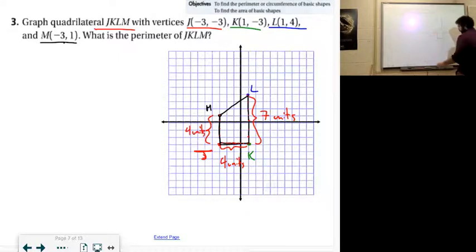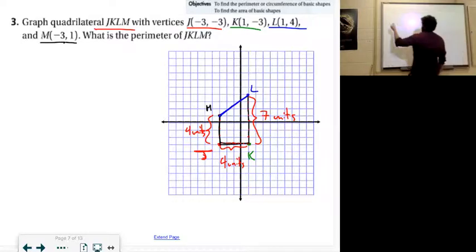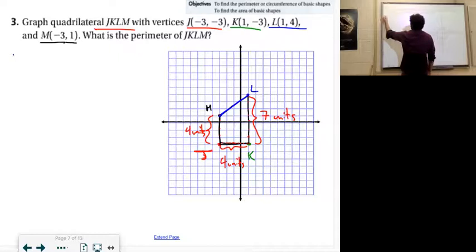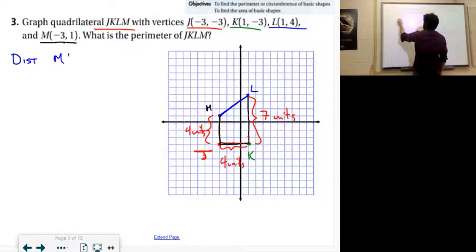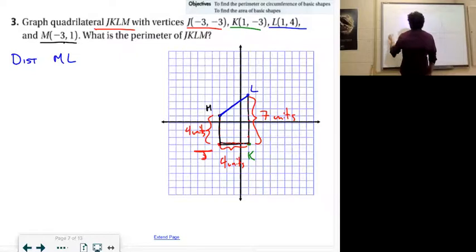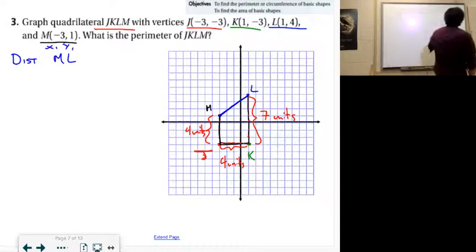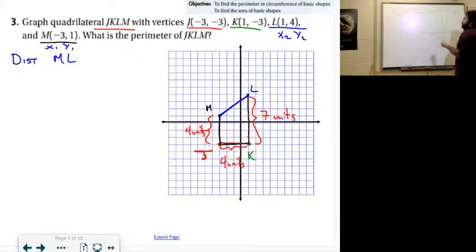And lastly, I'm going to figure out what this distance is, right? That's going to be a little bit harder for some of us. So that would be a distance formula type situation, right? So I'm going to write that down. So we have M to L. So I have to use my distance formula. So I'll call this one X1, Y1 for point M, point L, X2, Y2, and then I'm going to use my distance formula.